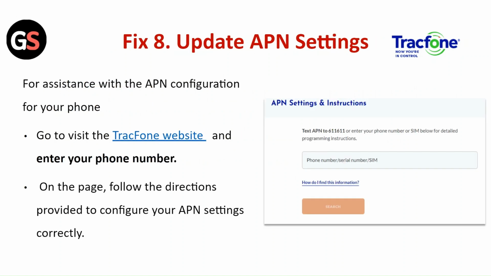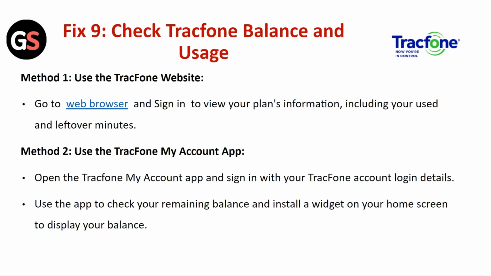Fix 8. Update the APN settings. For assistance with the APN configuration for your phone, visit the TracFone website and enter your phone number. On the page, follow the directions provided to confirm your APN settings correctly. Fix 9. Check TracFone balance and usage.